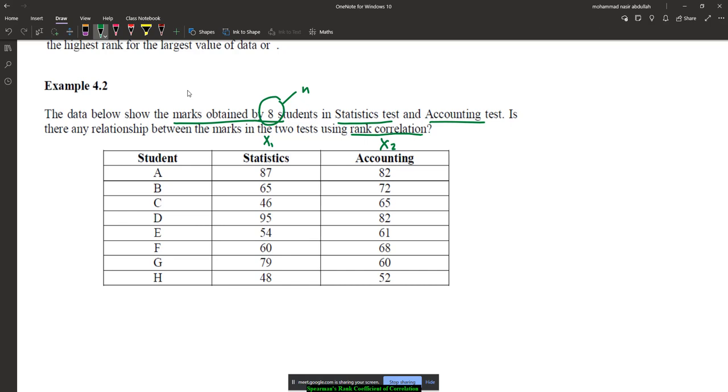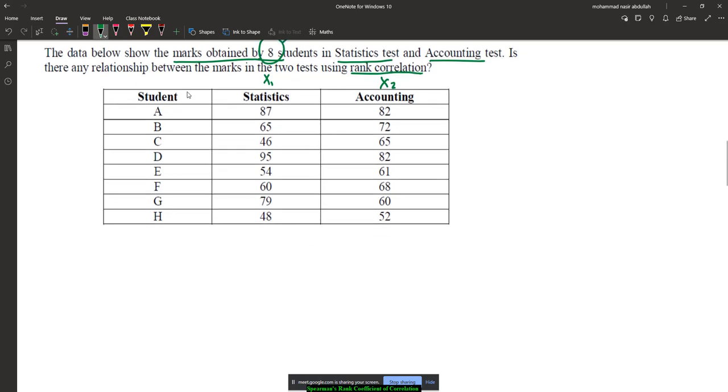To calculate the correlation, we need to create rank columns. We need to create a rank column for statistics, which is R for statistics, and another one for accounting, R for accounting. So we have two additional columns: rank for statistics and rank for accounting.